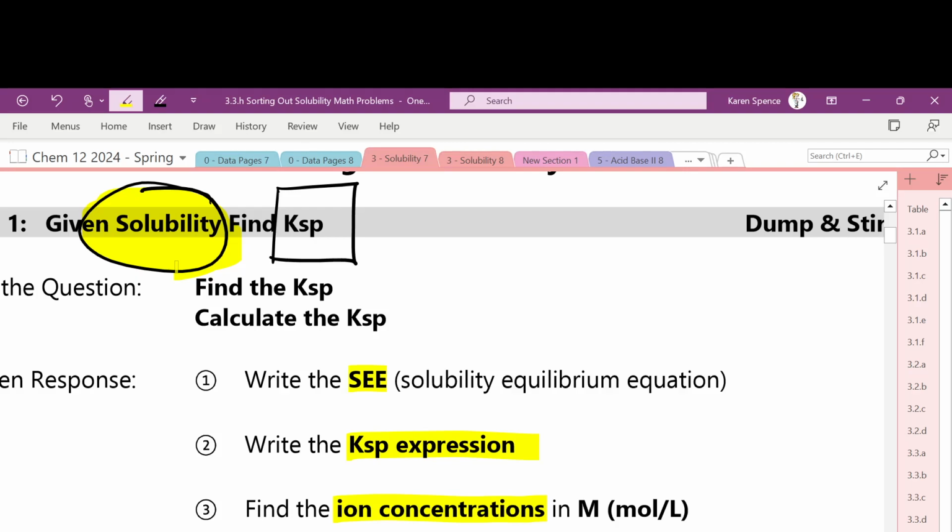Yes? Pardon me? Oh, a data book. I'm so sorry. I forgot about you. Oh, whoops. There you go.